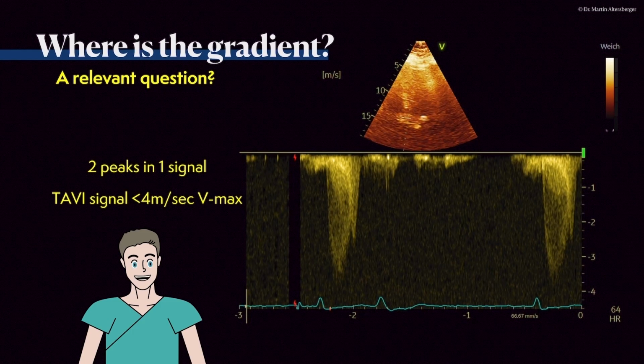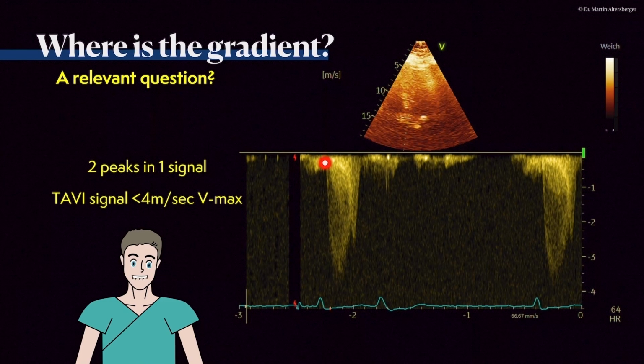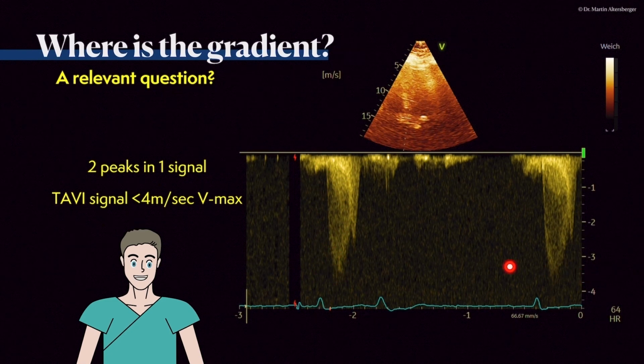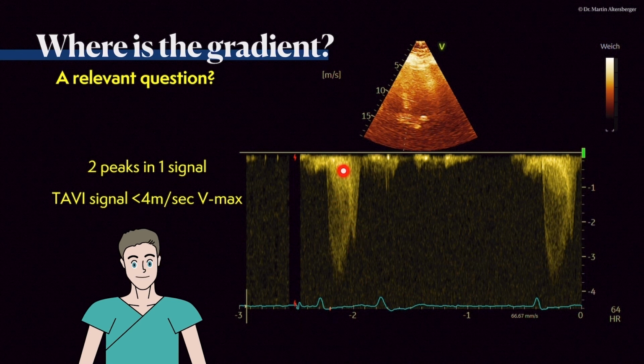So we have to really be careful about what we measure and how we define and differentiate those signals. There are actually two peaks. You have this first peak and this second peak. The first one belongs to the TAVR. It's overall in the mean measurement below 4 meters per second, so most likely it's not a relevant stenosis. But the second signal, that's still unclear.